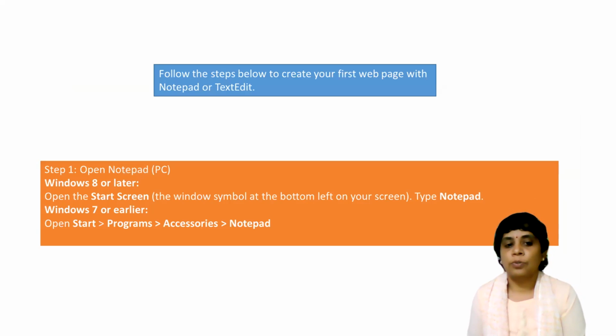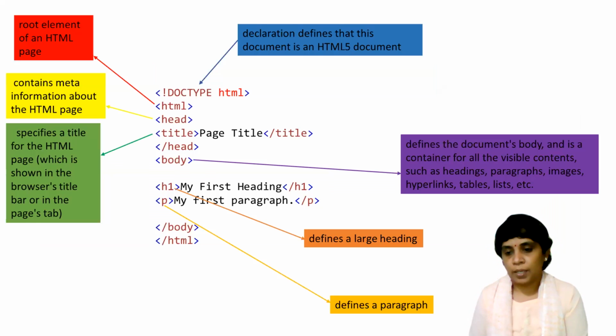The first step is to open the notepad from your accessories in the start menu. Open the start screen, then type notepad, or you can go to programs, accessories and notepad. So this is the step to open the notepad. Once you open the notepad, you will have a place where you are going to type the content.